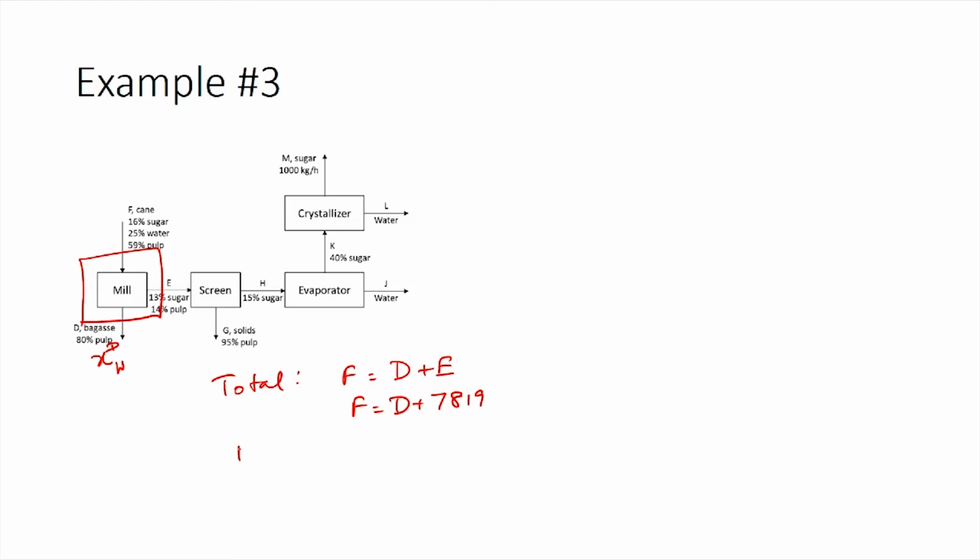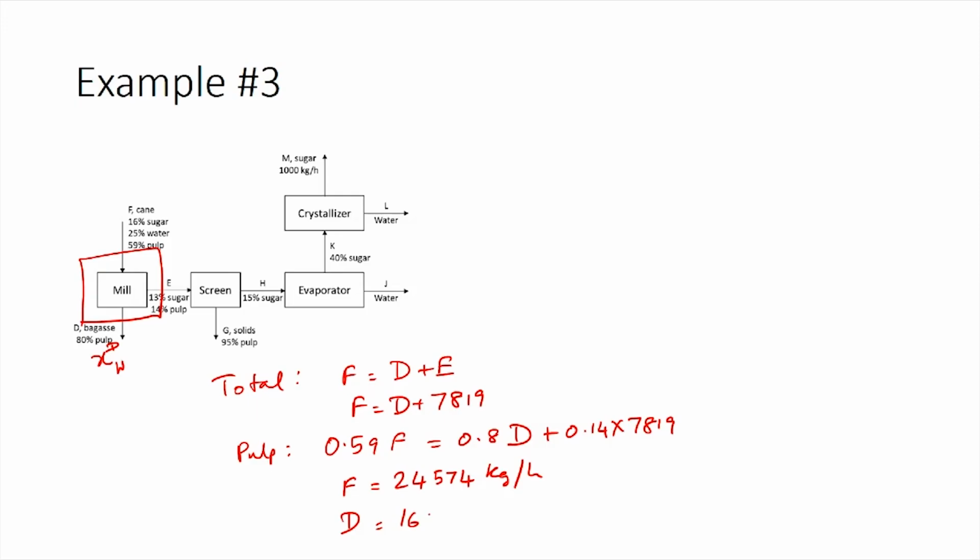Now, we can write component balances. We will start with the pulp balance. So, the pulp balance would be 0.59 times F equals 0.8 times D plus 0.14 times 7819, which is E. Using these two equations, we have two unknowns, F and D, and we can solve for them. We will get F equals 24,574 kilograms per hour, and we will get D as 16,755 kilograms per hour.